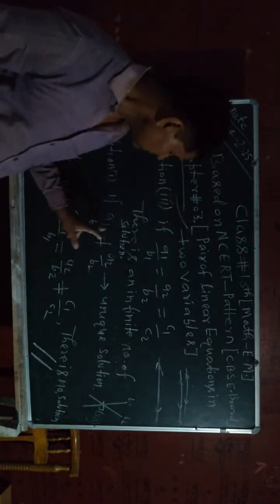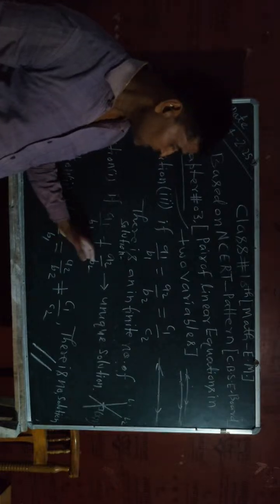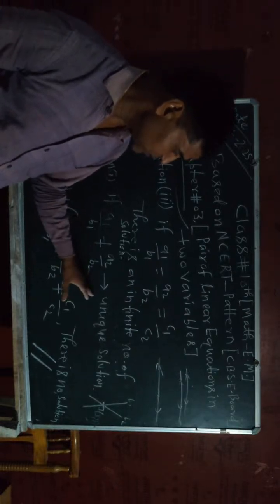So here two lines are having different slopes. So in this case you will get the values of x and y properly.